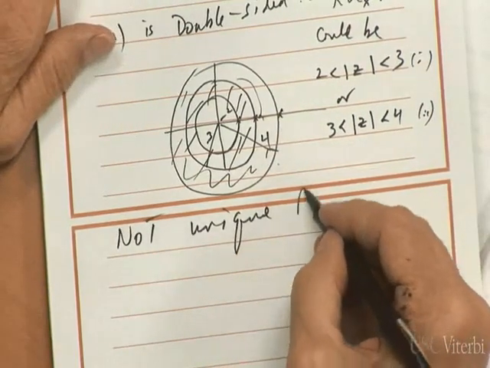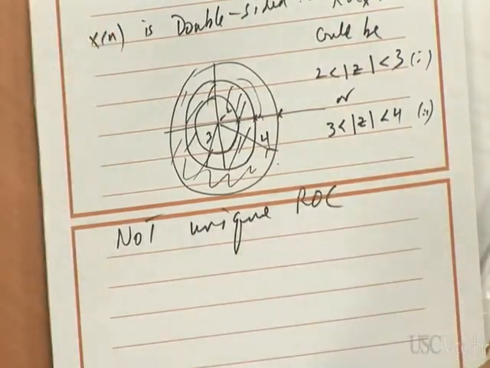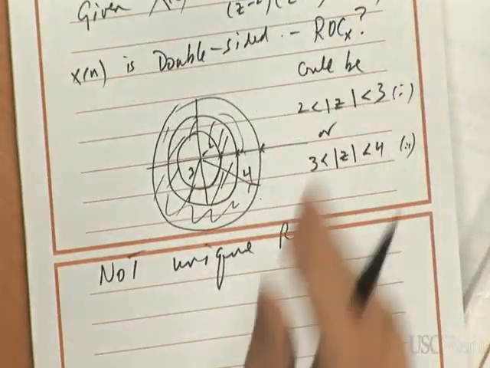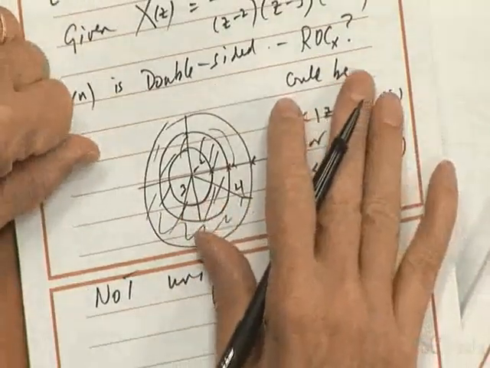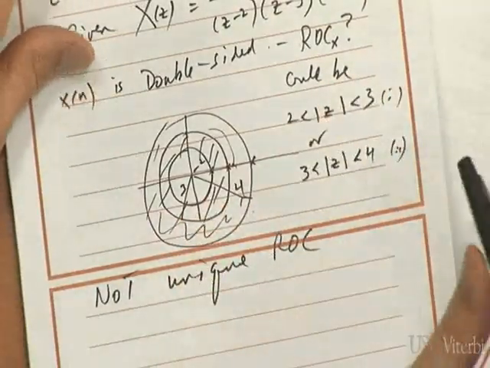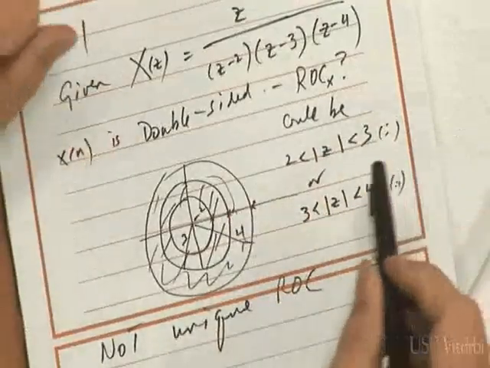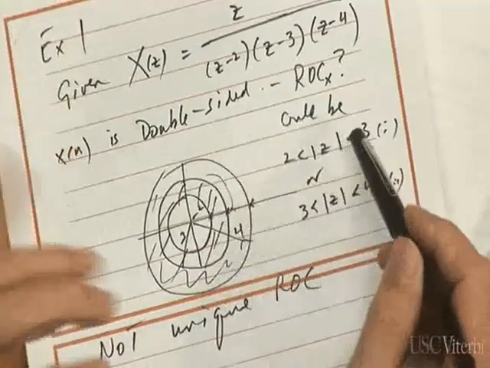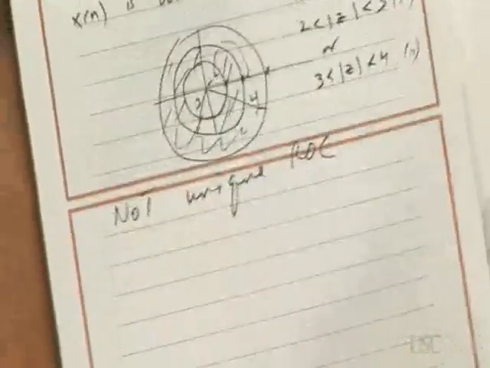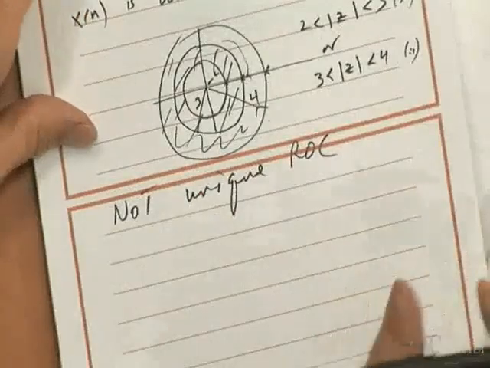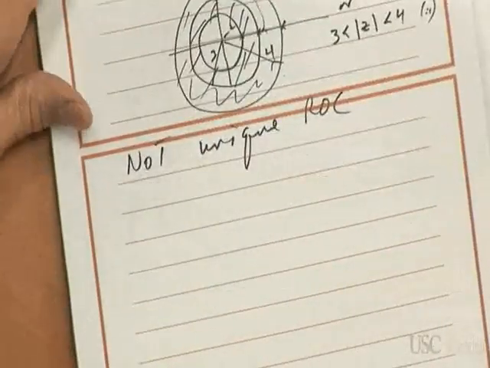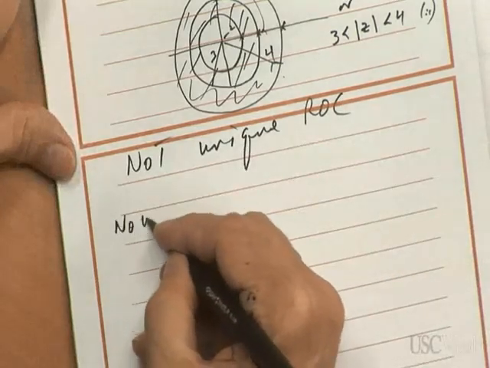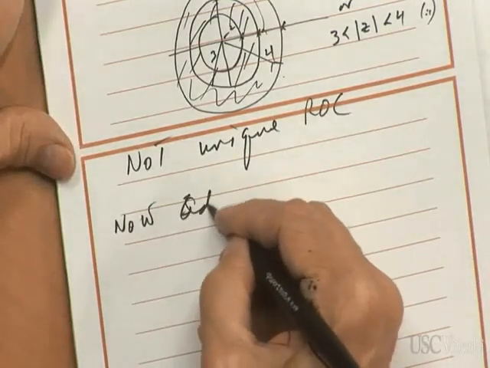So, not a unique ROC, so you can't invert it. You cannot invert the Z transform unless you know the region of convergence. You have to remember that. You simply can't do it, because if you use a power series or geometric series technique, you have to know where the region of convergence is, so you know how to manipulate the power series. Very interesting.